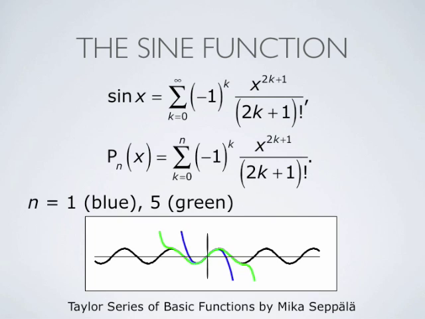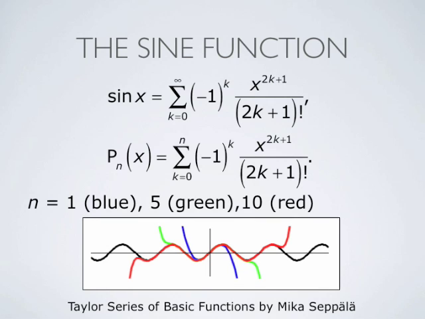To get an approximation that works even further away, we take a higher degree Taylor polynomial. This red curve corresponds to n equals 10, that is the Taylor polynomial of degree 21 for the sine function, and it approximates the sine function pretty well already over a large interval.